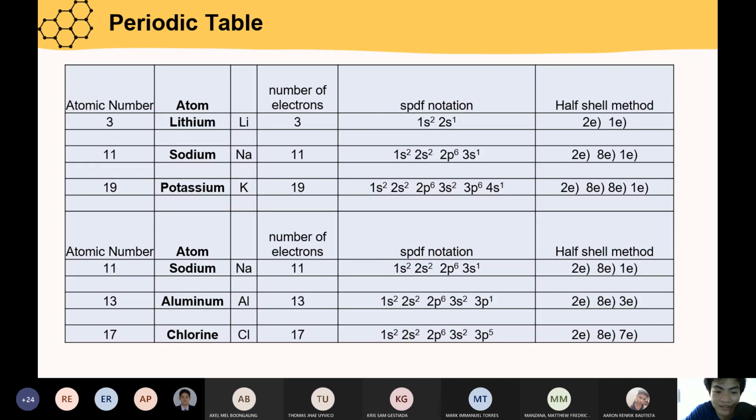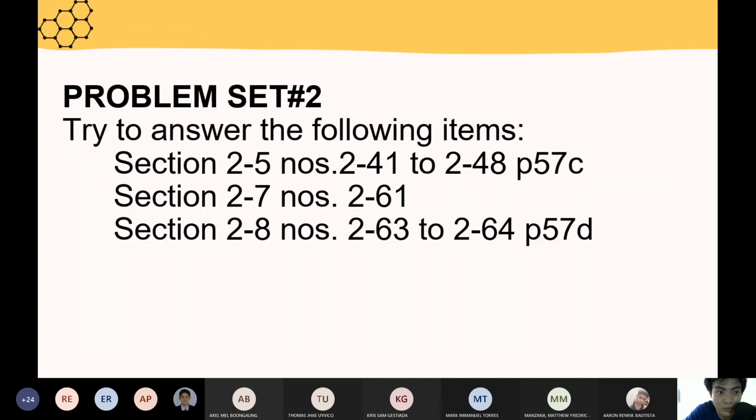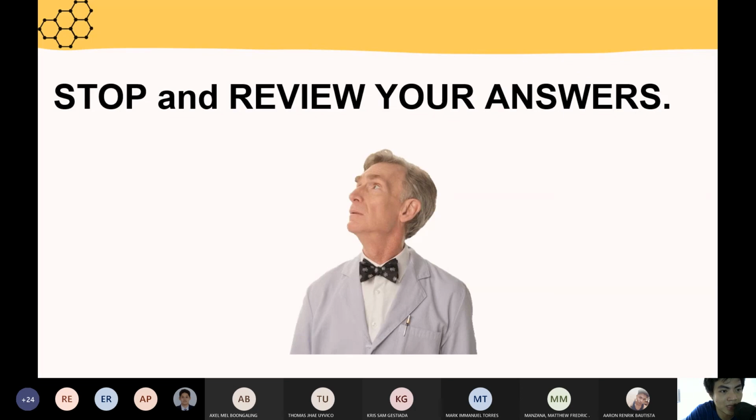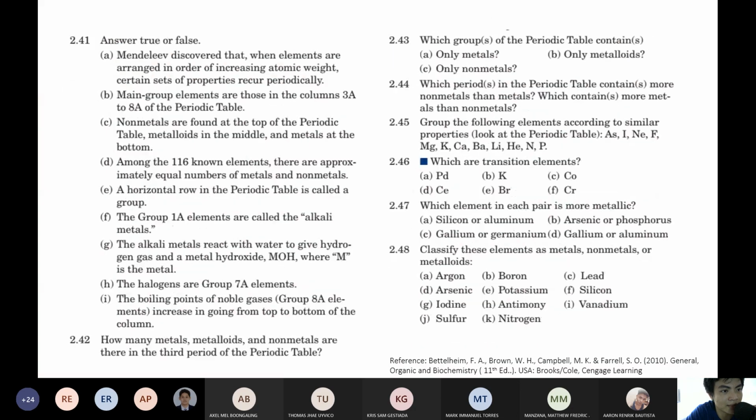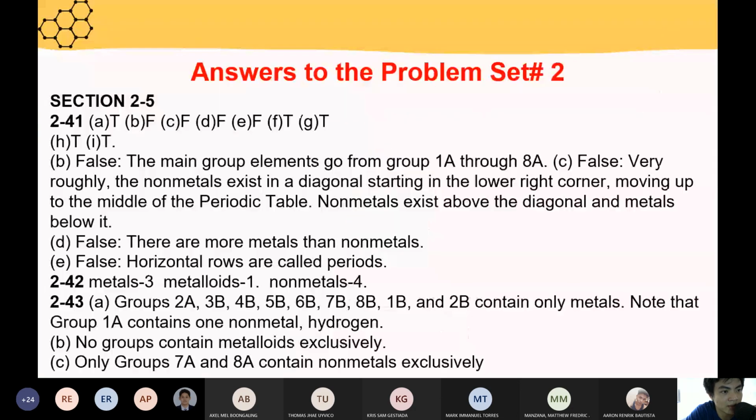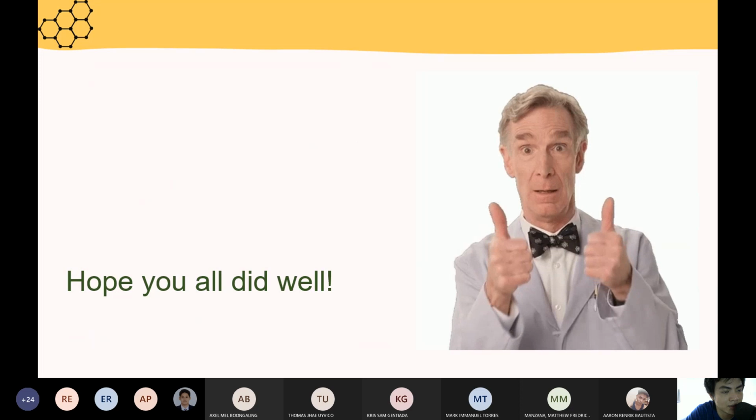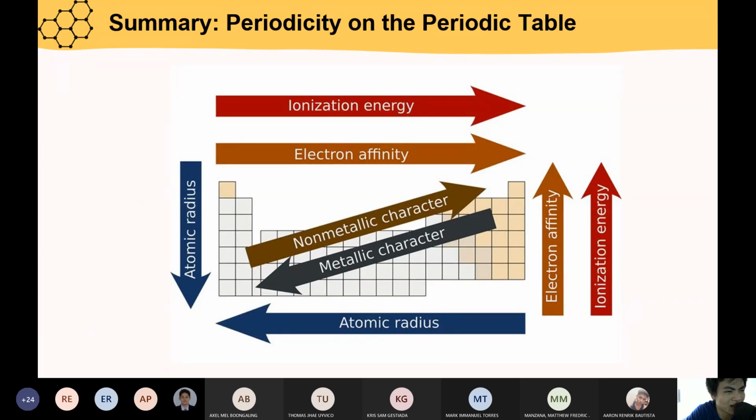I hope you find it good so that you can use it too. So again, try to answer this self-assessment. It's up to you, and the answers are provided. And this is the summary of everything: atomic radius, ionization energy, electron affinity, metallic character. Metallic character, obviously, at the bottom are metals, and at the top are non-metals. So anyway, that's all.